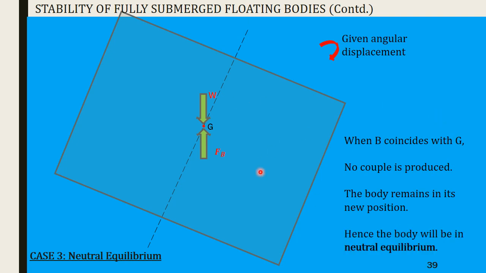When I say the body remains in its new position, it means that after giving the angular displacement, the body has tilted. This body cannot go back to its original position because there is no restoring couple. This body cannot go forward and overturn because there is no aiding couple. So in whatever position the body is in right now, it remains in that position. That is known as neutral equilibrium.